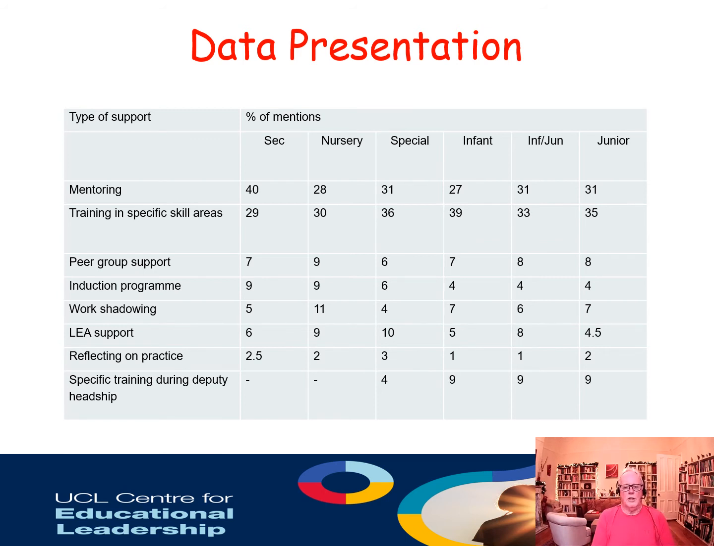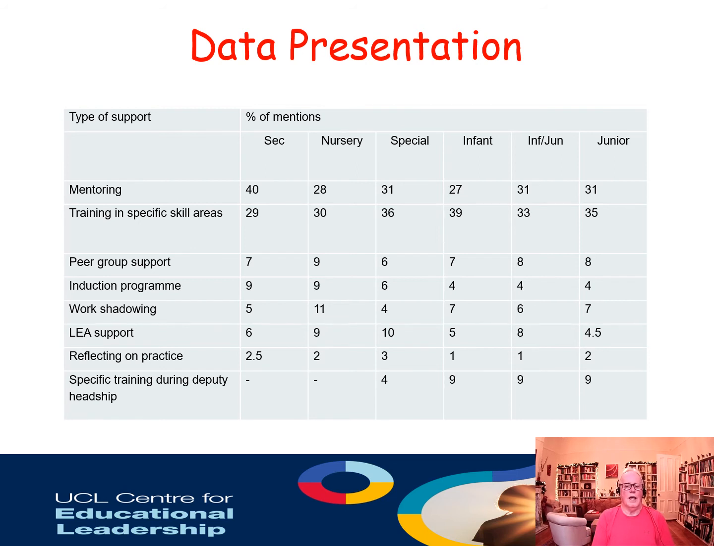Okay, so what I've got there, you notice, is the percent of mentions. So of all the things they mentioned, 40% were about mentoring in secondary head teachers. Now, if I was going to be really picky about what I just said to you, I then add up that column and say, hang on, 40 plus 29, 69, 76, 85, 90, 96, 98.5. What happens to the 1.5%? Okay, now what I've done there is round up the figures.